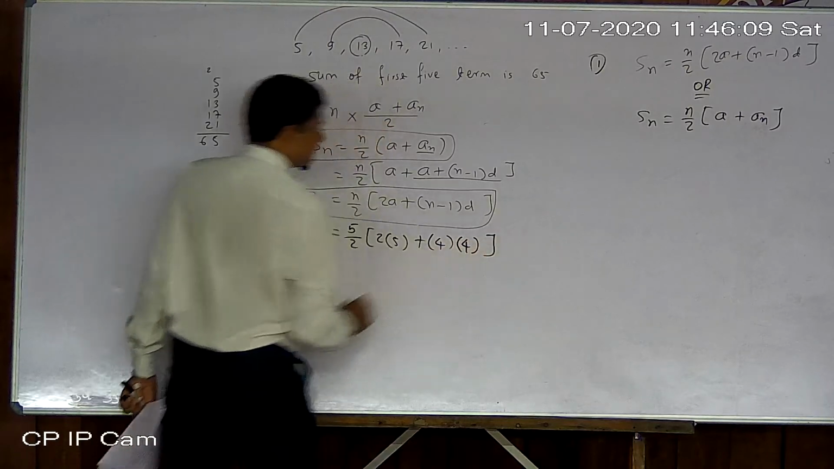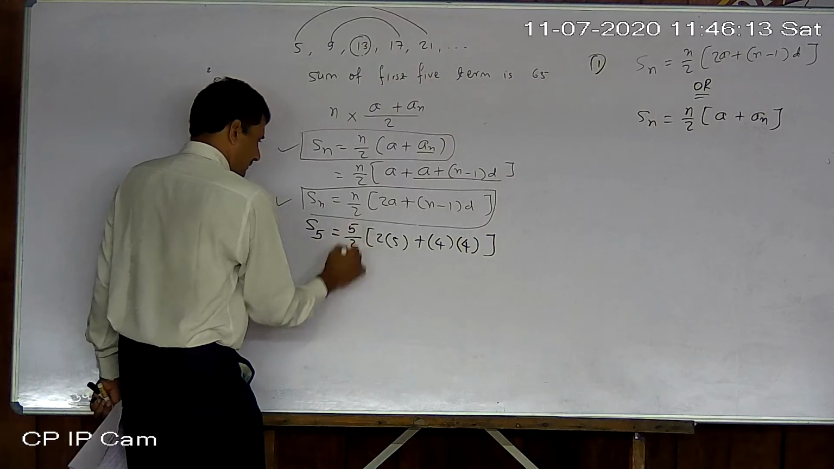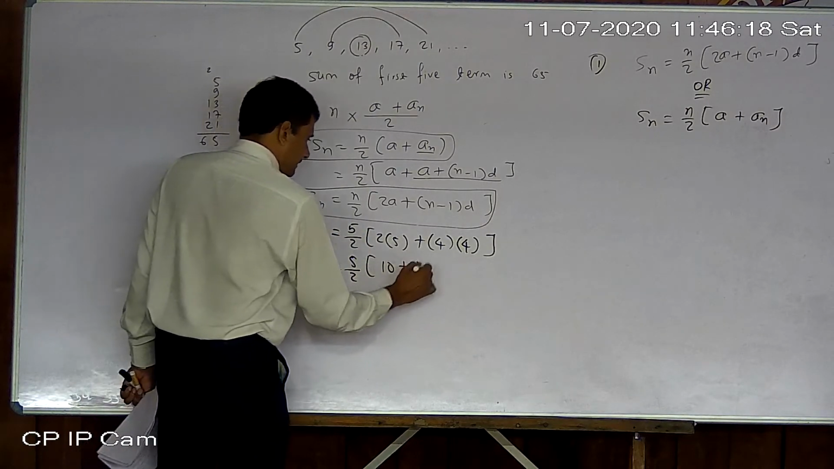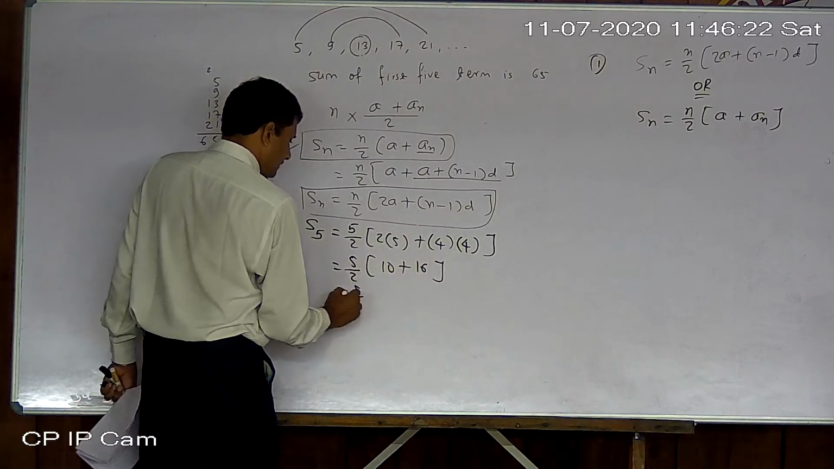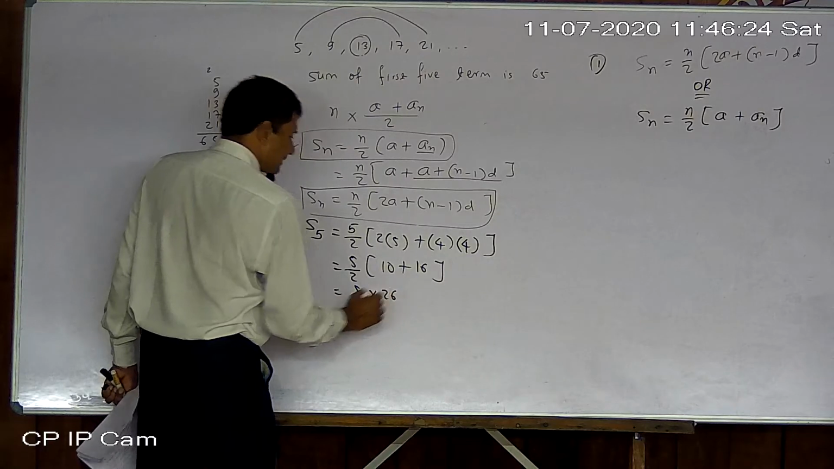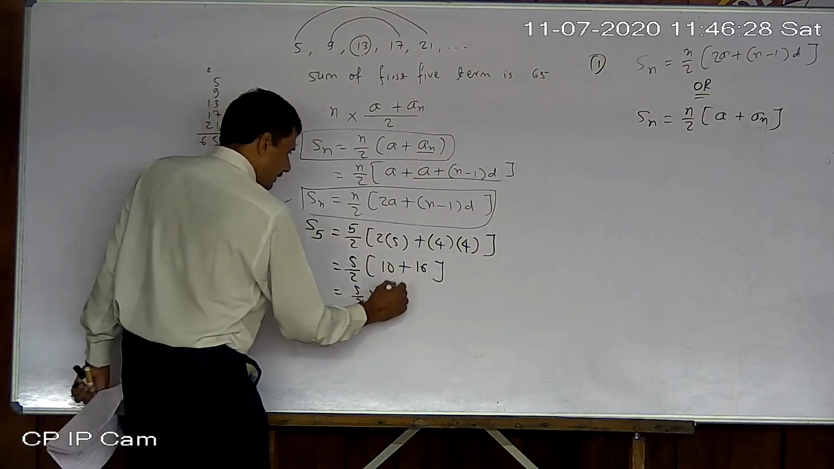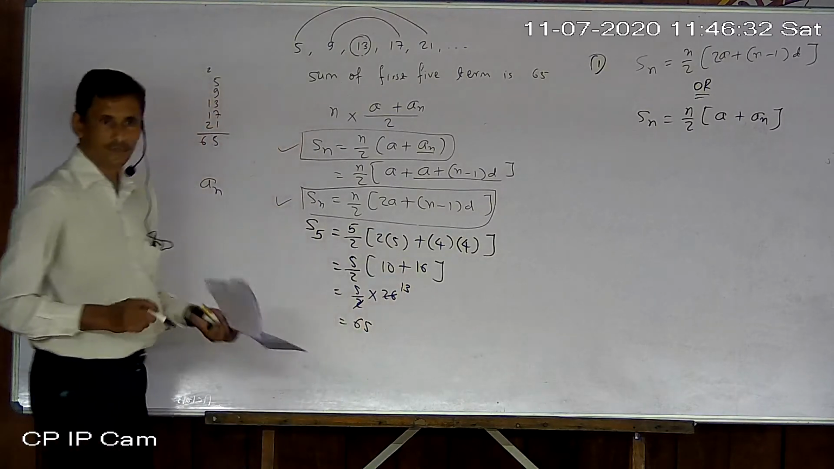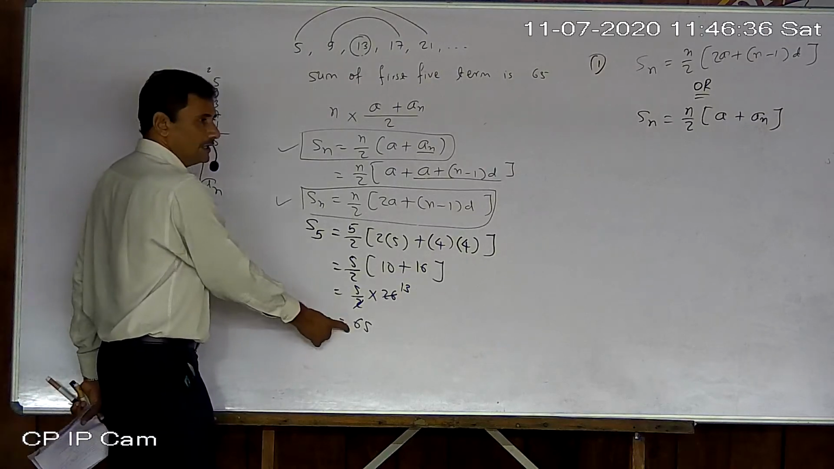The difference is also 4. Now, cancelling is not possible here, so write down 5 by 2 only. 10 plus 16, 5 twos are 10, 4 fours are 16. So 5 by 2 into 26. So 2 into 13, 13 fives are 65. Okay, students, do you understand? This is the formula.